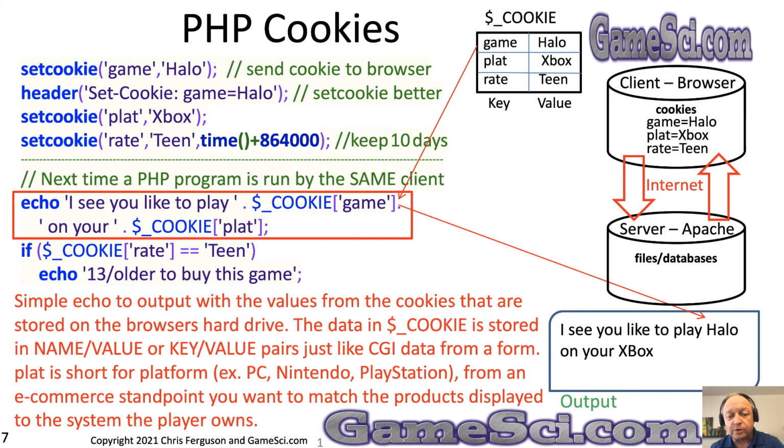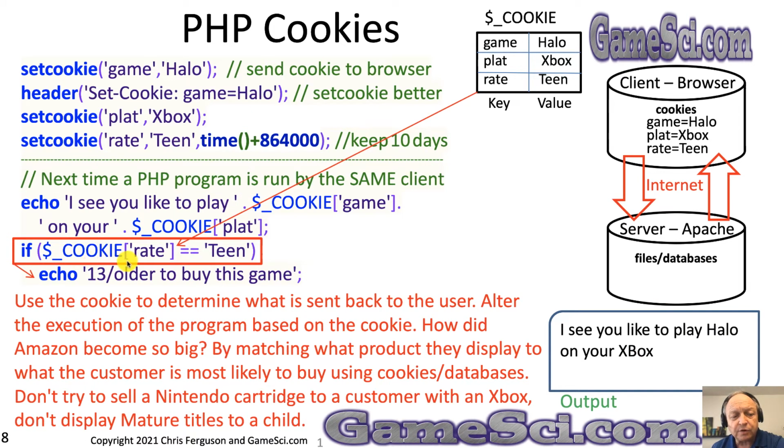Examples of platforms are Xbox, PC, Nintendo, PlayStation. From an e-commerce standpoint, you want to match the products displayed with the system the player owns. You don't want to try and sell a Nintendo cartridge to a PC gamer. Follow the arrows. The data from the cookie array is sent through the echo command out to the screen, and you can see we substitute in the cookie for game is Halo and the cookie for platform is Xbox.